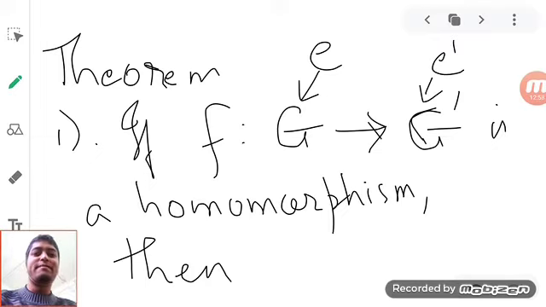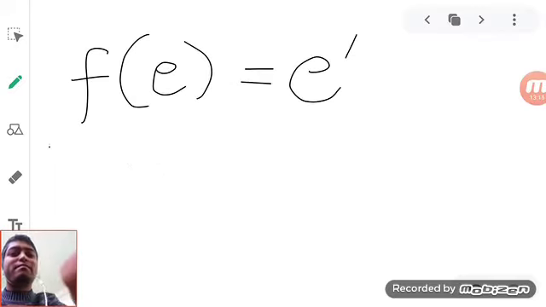So always, if you have a homomorphism, then the identity of G is always sent to the identity of G dash. If the identity of G is not sent to the identity of G dash, you can immediately conclude that it is not a homomorphism. So let us prove this theorem.